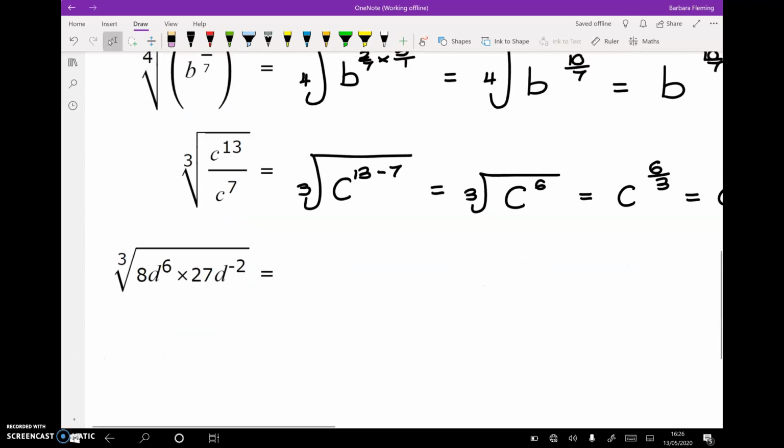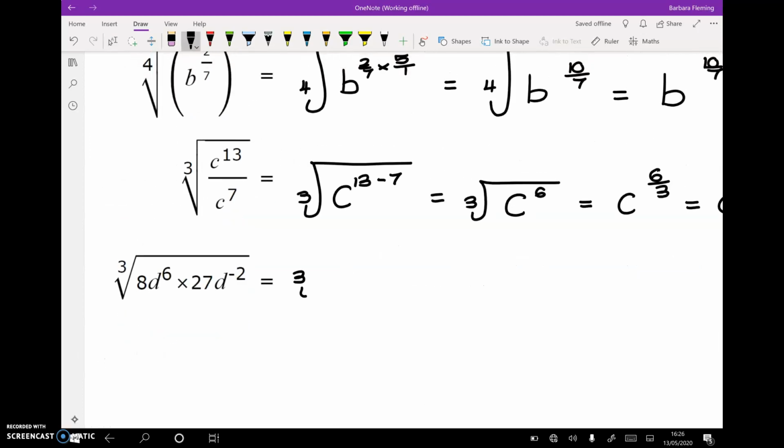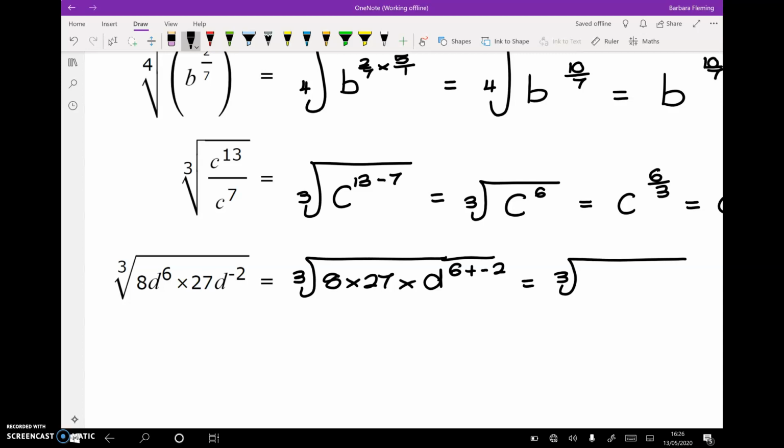Last one, multiplying. So we have 8 times by 27, multiplying your numbers, and then times by d to the power of 6. If you're multiplying, you add your powers, so it's plus minus 2. So bring your numbers together and then your d's together. That equals the cube root of 8 times by 27, or you could do them separately. It's totally up to you. So actually, let's do them separately since you don't need a calculator.